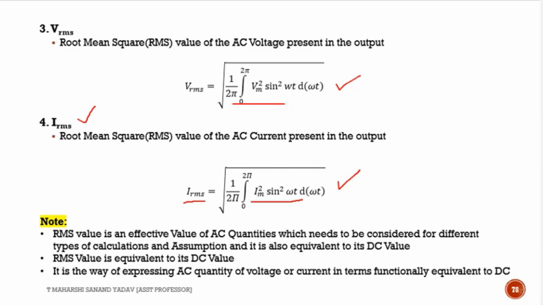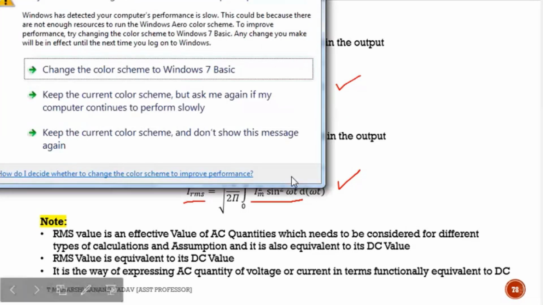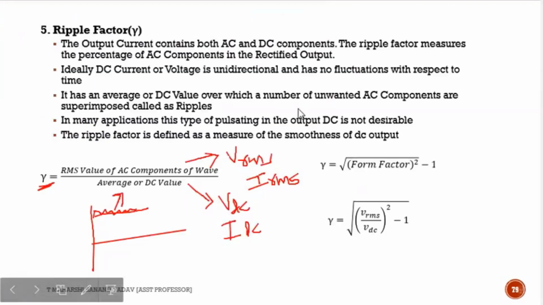So RMS, you need to remember this RMS concept. Why are we not going directly to VAC or IAC, and instead coming to VRMS and IRMS? Because AC, as it is alternating in nature, we can't find a constant value for it. So that's why I'm going for the RMS value, which is nothing but the root mean square.